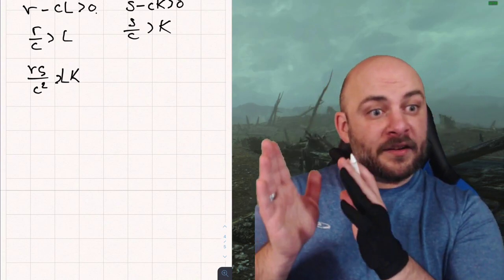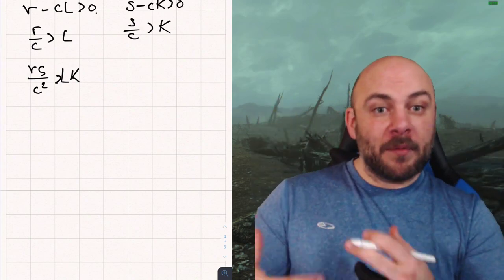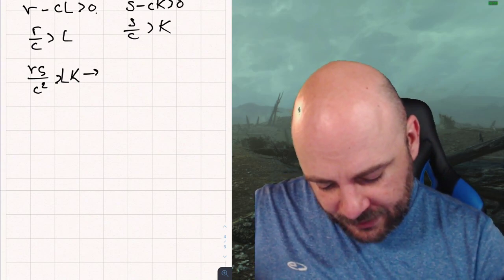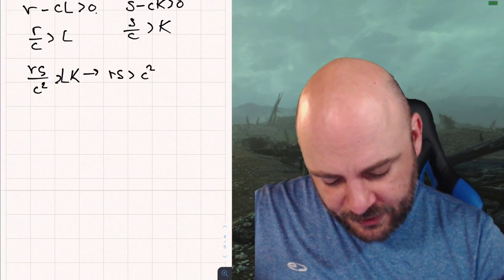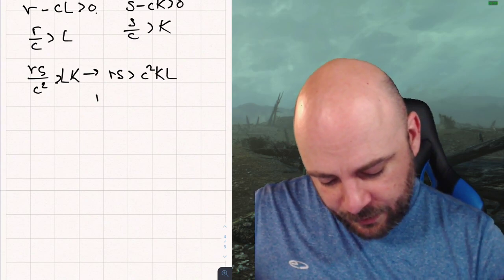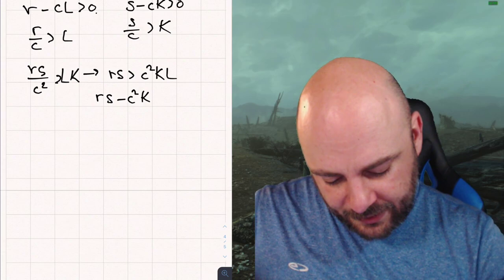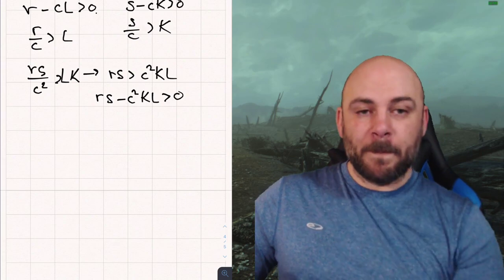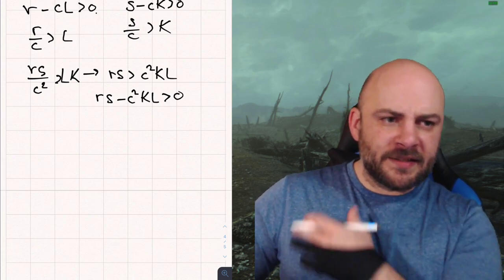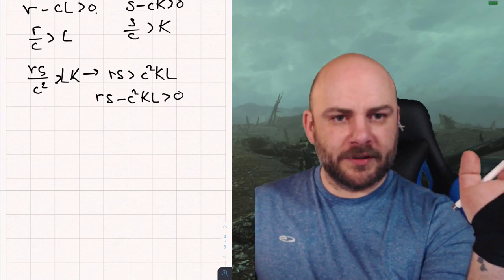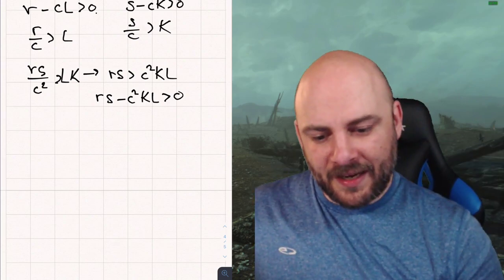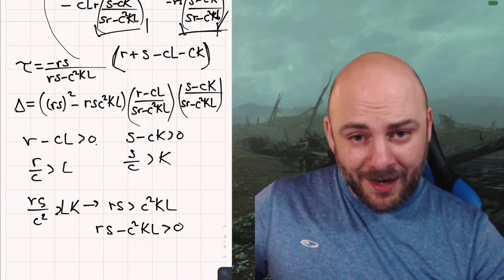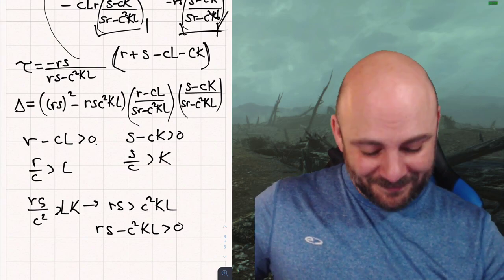Right? If I get two bigger numbers and I multiply them together, that will be bigger than the two smaller numbers multiplied together. Great. This just implies that rs is greater than c squared kl, which means rs minus c squared kl is positive. Cool? Now, reverse all the inequality signs. Everything still works out, right? They're both negative, and so on. Everything works, okay?